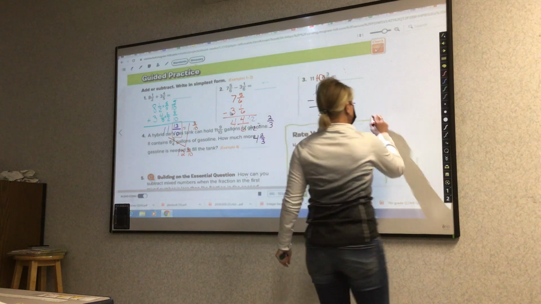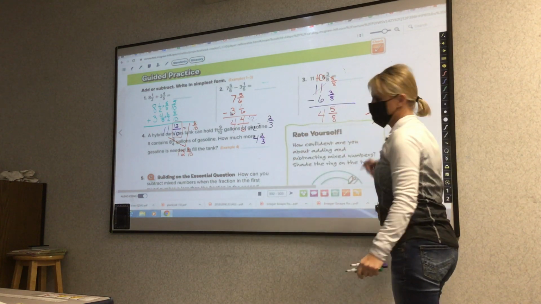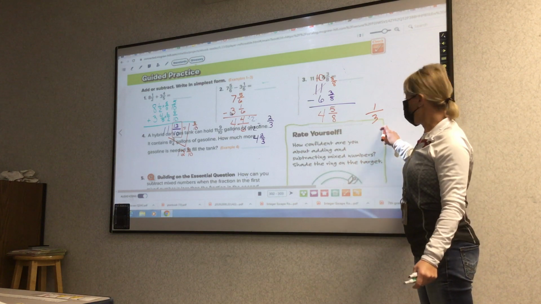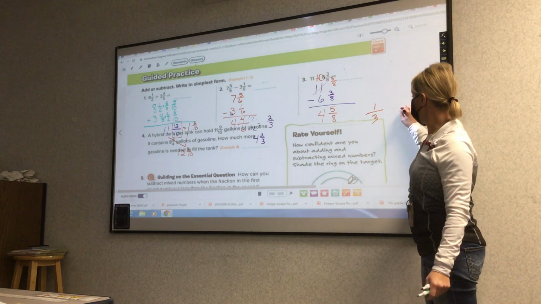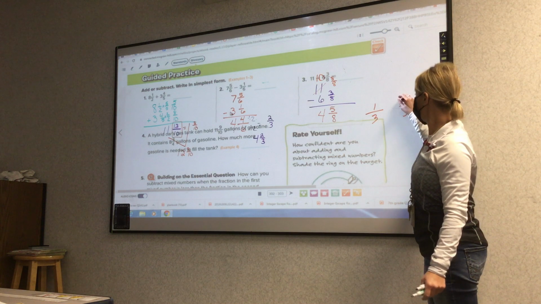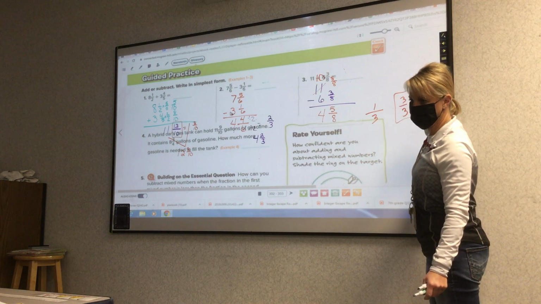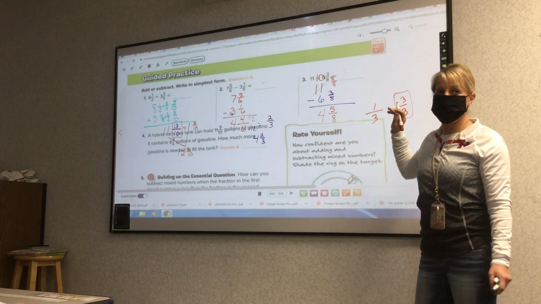So let's say I have 1/3, okay? And I have to change it up somehow. To make it a whole, you would put the denominator as 3 and a 3 on the top. That would be 1 whole. Does that make sense? You guys understand how I'm getting that?